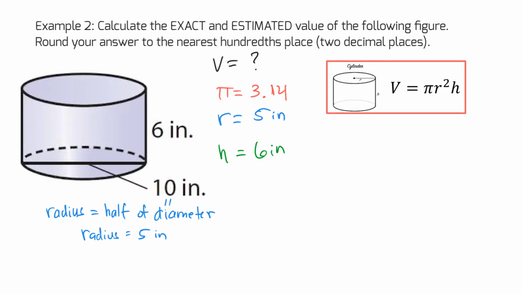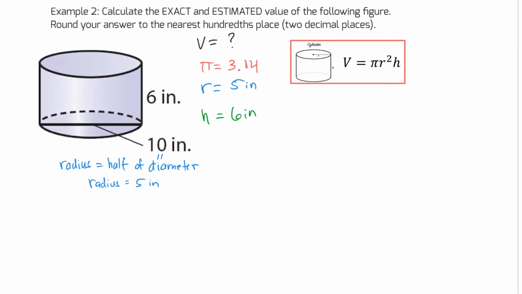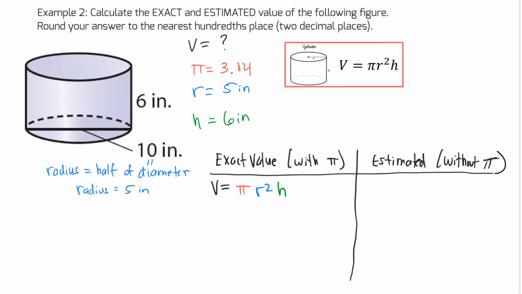Once I have all that information, now I'm going to create my T-chart and substitute my values in. I'm going to need some more space, so boom. We have our T-chart. We need the exact value and estimated value. You don't have to do it this way. It's just that sometimes problems will ask you for the exact value, other times problems will ask you for the estimated value. So we're doing both so that we get familiar with both.